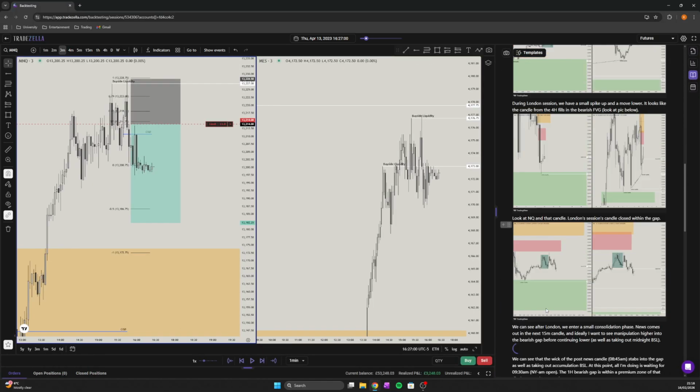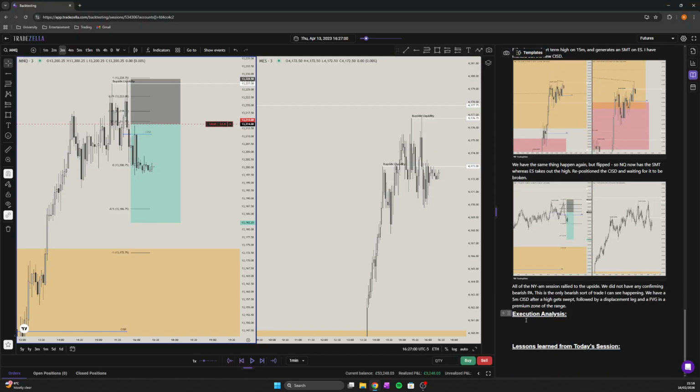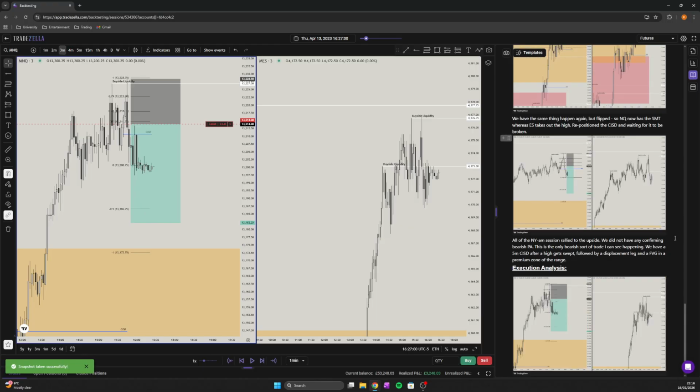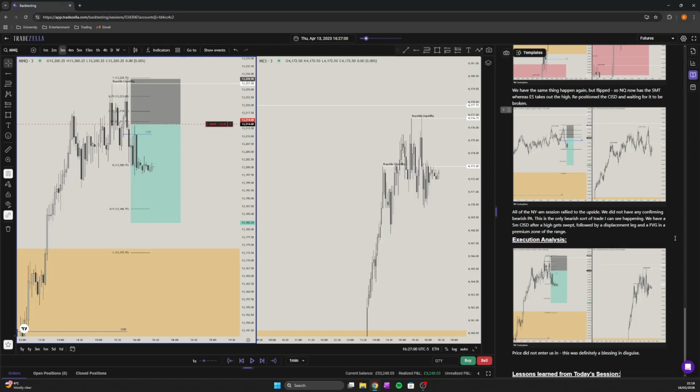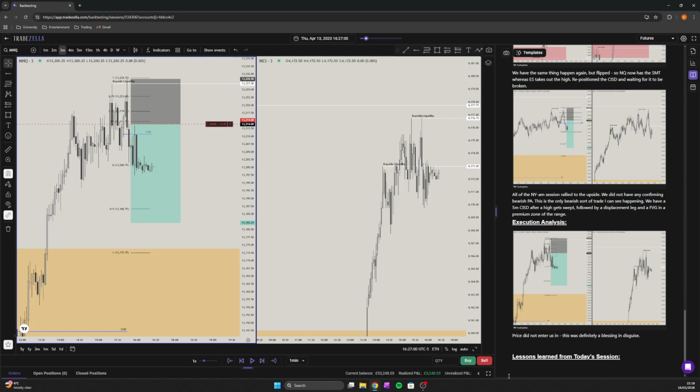So let's take a picture of this execution analysis template. So price did not enter us in. This was definitely a blessing in disguise. So let's just learn from today's trading.